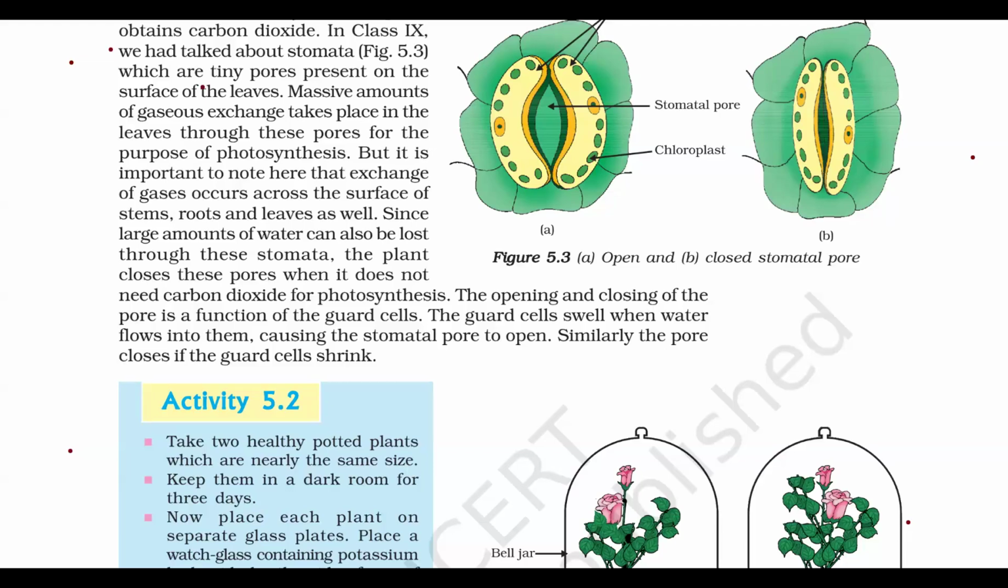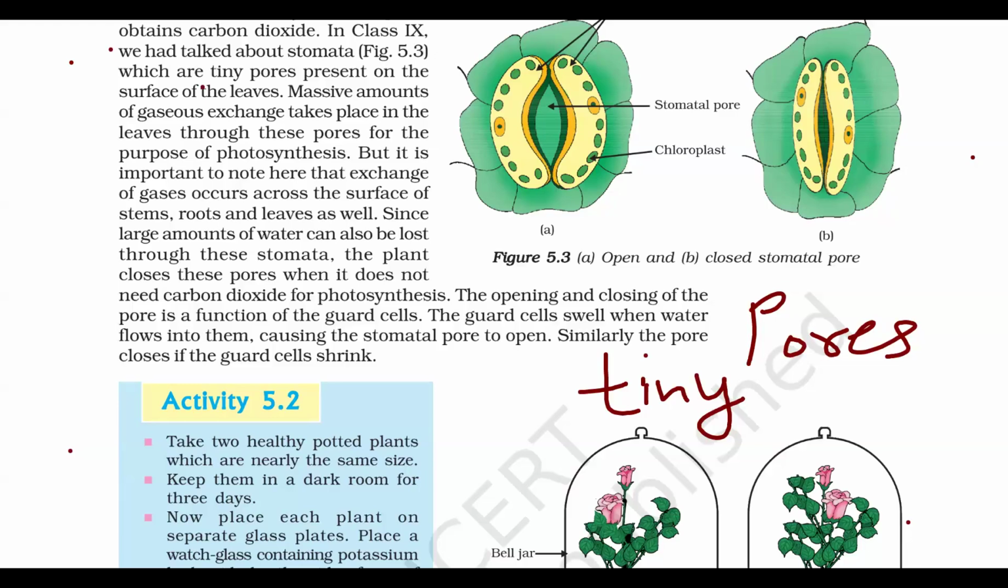So write down some points about the stomata. Stomata are tiny pores. They are very tiny, small in structure. So these are the tiny pores at the surface of leaves.